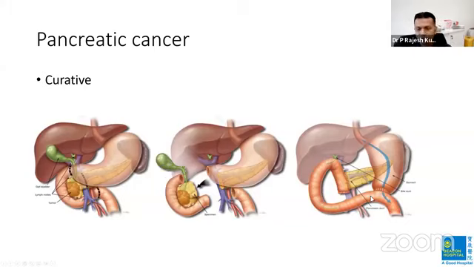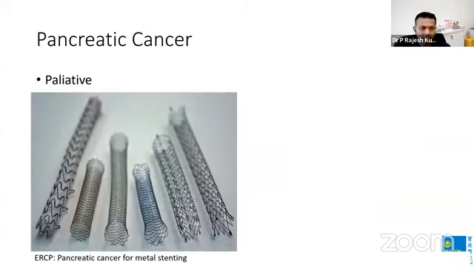This is a major surgery. It's called Whipple surgery. It's only done in big centers. This is done if we think we can cure the cancer in pancreatic cancer. If we can't cure the cancer, then we have to aim for what we call palliative treatment. Again, we use ERCP and we put in a metal stent into the area that's blocked.